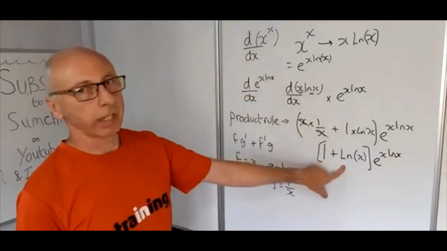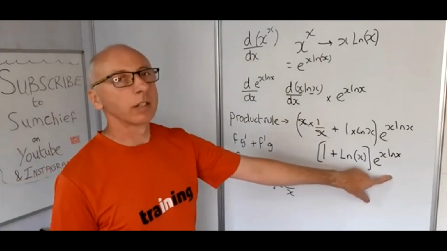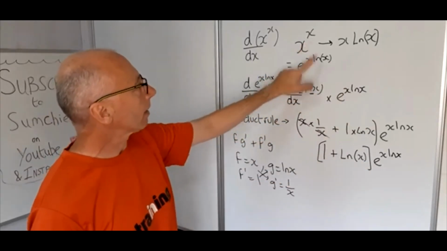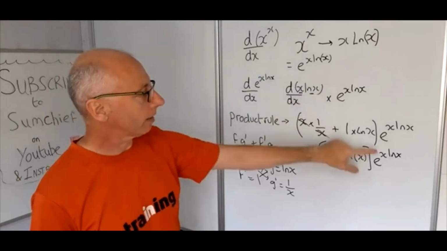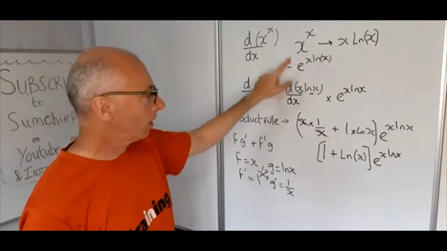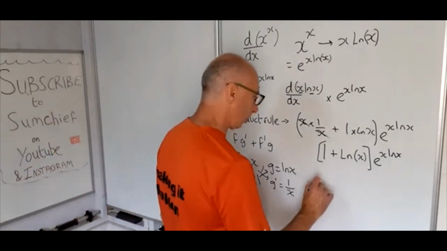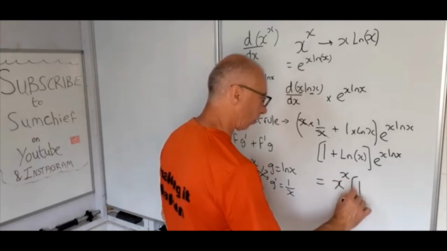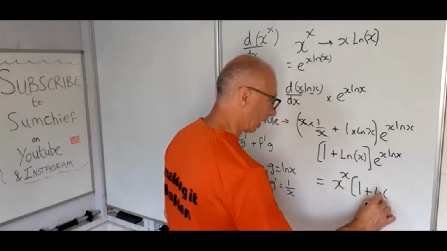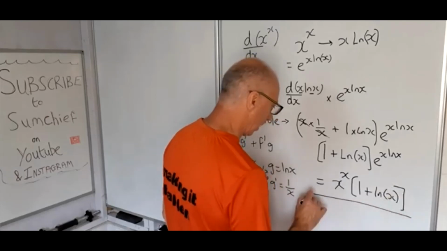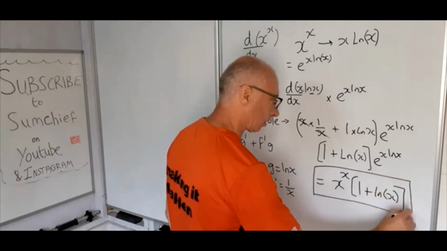And this will be a reasonable answer, but we can do better than that, because what we did work out, that x to the x is the same as e to the x ln x. So to return it in the same notation as what the question is, what we can do, we can say that this equals x to the x times (1 plus ln of x). And that will be our answer.